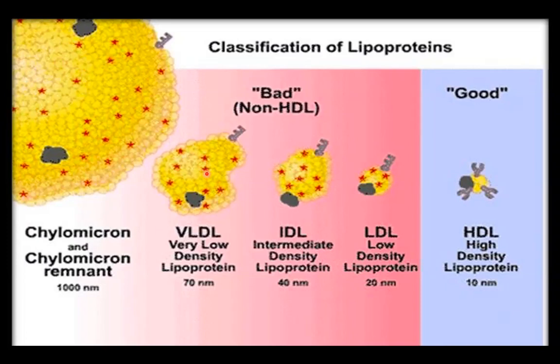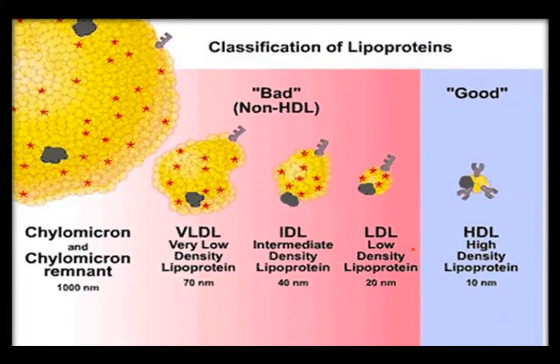And then my VLDL also has quite a bit of triglycerides. There is triglycerides in these ones, but mostly these ones are made of cholesterol. So just again, these two really giant ones are mostly triglycerides, chylomicron and VLDL, versus the smaller ones are mostly cholesterol.